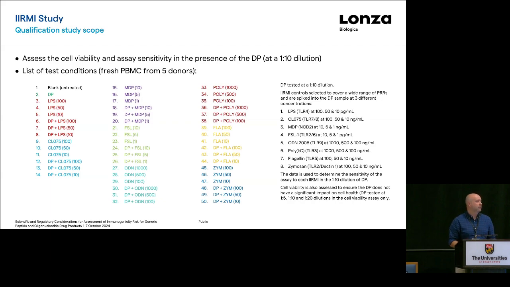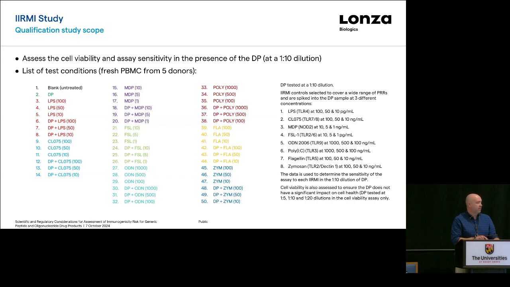So we tend to just focus on the 1 in 10, but then look at how sensitive we are in the 1 in 10. So rather than having a fixed ERMI concentration and different dilutions of the product, we keep the product where we want it to be and then see how sensitive we are within that. So we typically just use the DP, or it could be an RLD here, but usually it's the DP, at the 1 in 10 dilution, and then we have 3 concentrations of all the 8 ERMIs alone, and then spiked into the DP, just to know how sensitive we are.